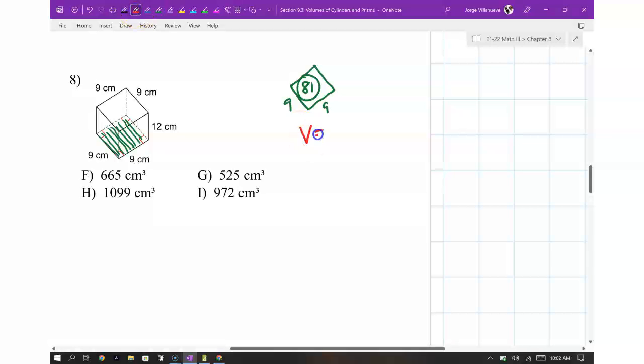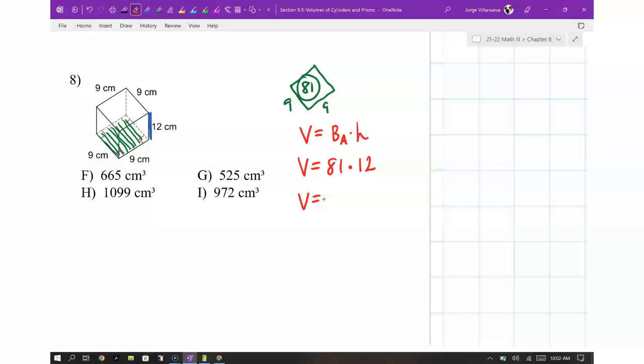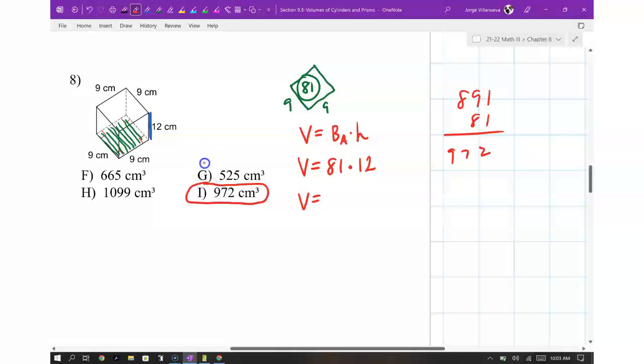So if I write my formula, V equals base area times height. Okay, base area is 81. So V equals 81 times, what's the height of this shape? 12, right? So it's going to be this part right here. So H is 12. So volume is equal to, well, let's see, 81 times 12. I know I can't do that in my head right off, but I know that 81 times 11 is 891. 891 plus 81. So, hold on. 891, 81, that'd be 972. So there you go. So 972 cubic centimeters.